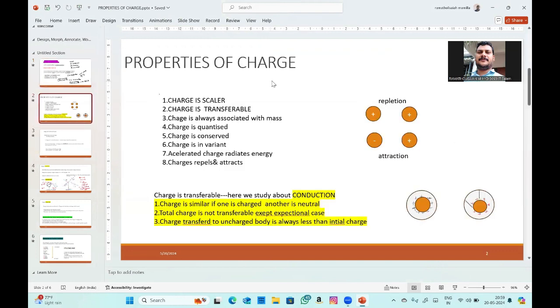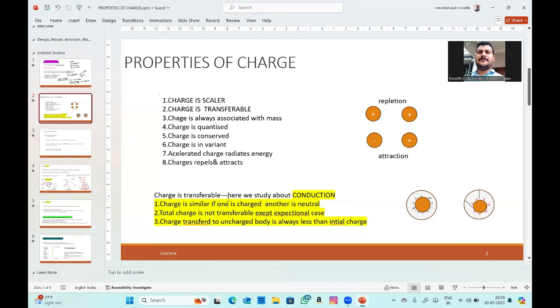So coming to the properties of charge, here I mentioned 8 properties of charges. And this is a simple property. Opposite charged particles or bodies will attract. Opposite charges attract, same charges repel. So next property, charge is transferable. That means charge can be transferred from one body to another body.